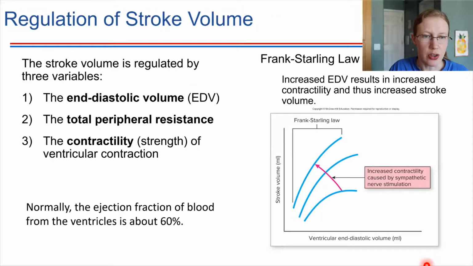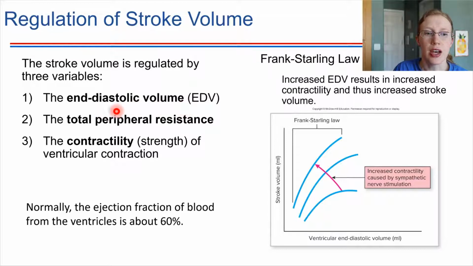The stroke volume, again, this is how much blood is being ejected from the heart per beat. And that stroke volume, there are really three key things that we're going to be focused on. Number one, the end diastolic volume. What this is, it's a description of how much blood is sitting in the ventricles right before the ventricles contract.